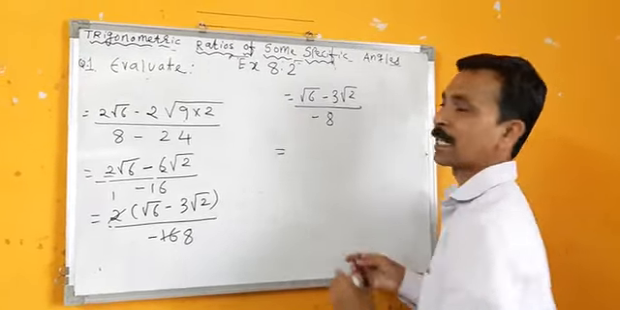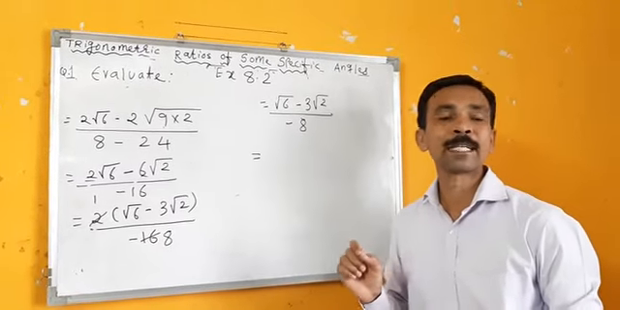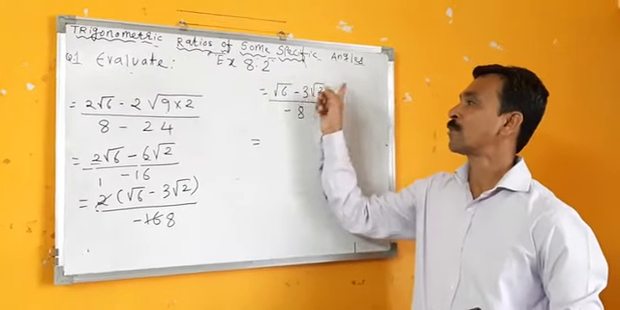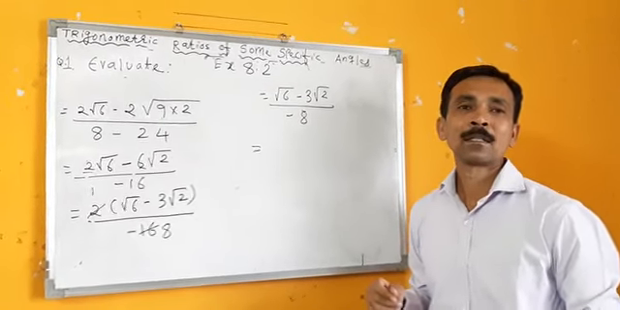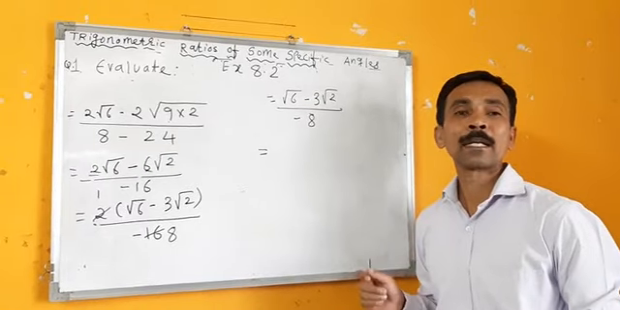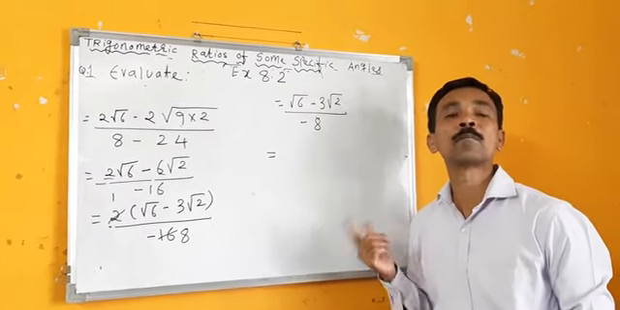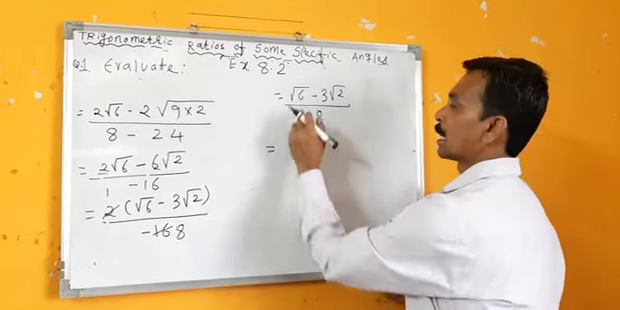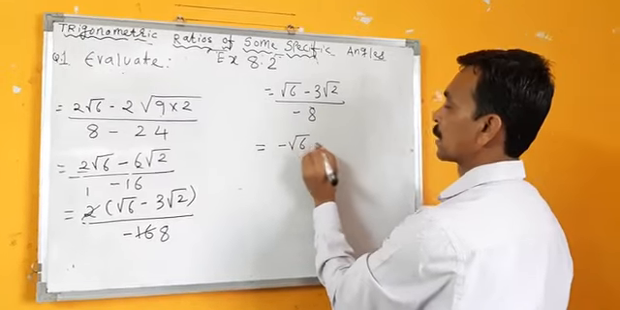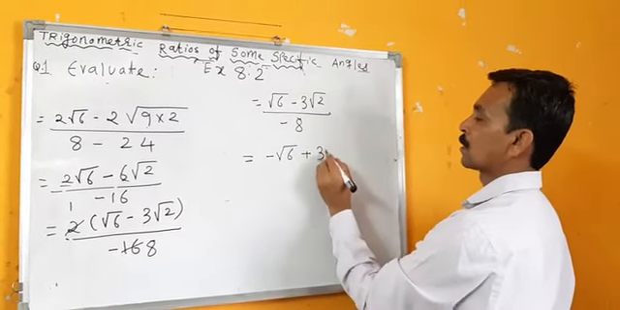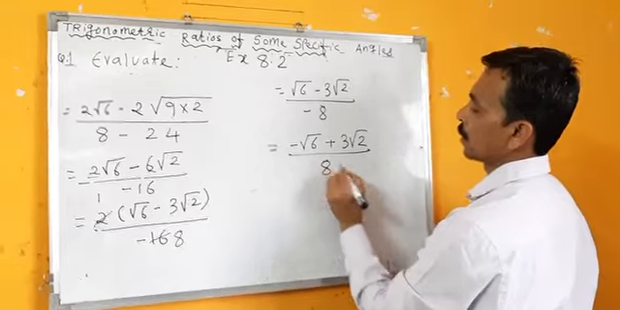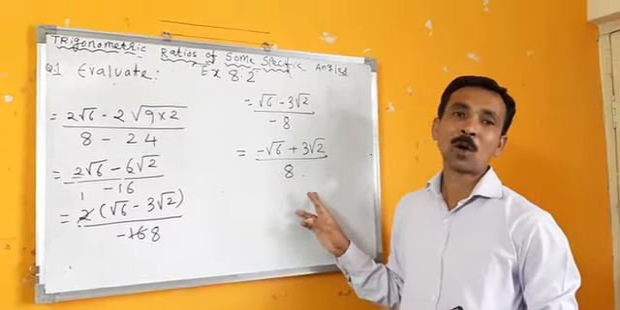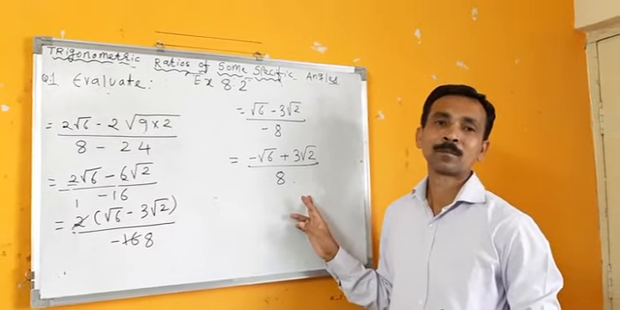But keep in mind, friends, the denominator is always positive. It should be always positive. So if you want to make this positive, we have to change the sign in the numerator. If the term is positive, it will become negative. If the term is negative, it will become positive. So this will become minus root 6 and minus 3 root 2 will become plus 3 root 2 upon 8. So this is the method to evaluate the sum.